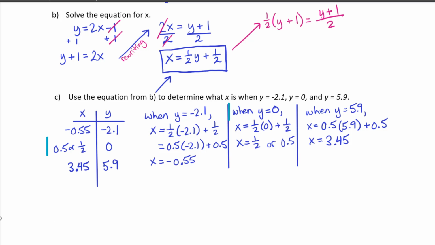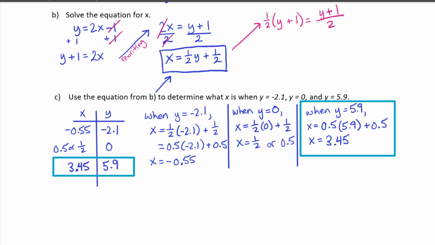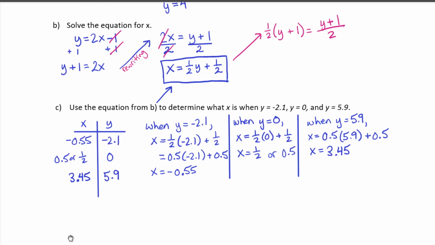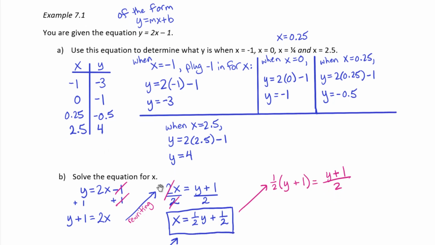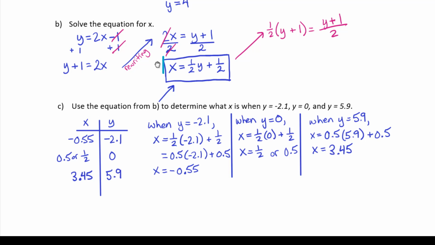So when y equals 0, x equals 1/2. We could write that 1/2, or we could write that 0.5. And when y equals 5.9, we find that x equals 3.45. So these are going to be points along the same exact line as represented in the equation in part A. All we did was solve that same equation for a different variable, but it still leaves all the relationships within the equation the same.